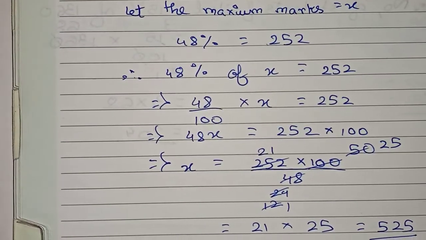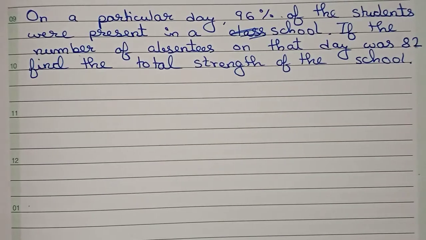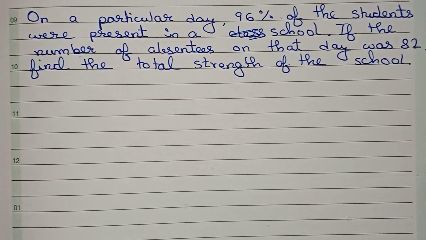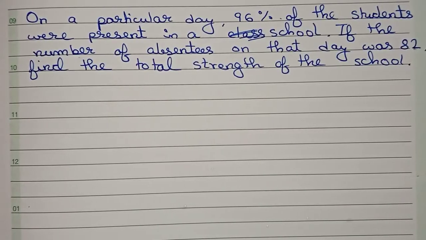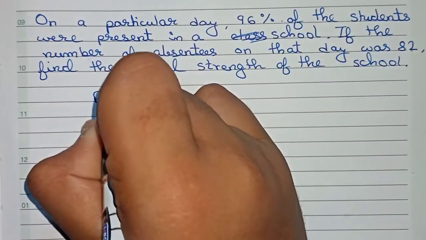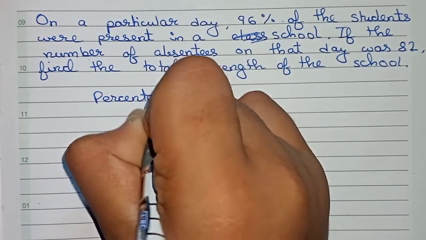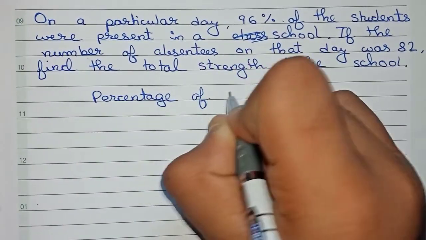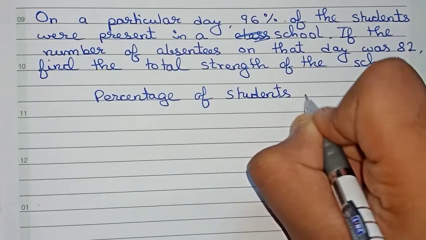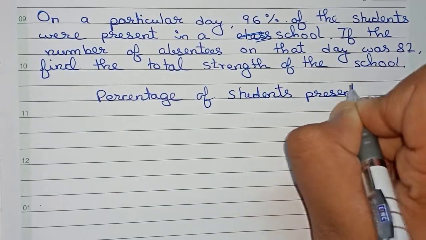Now let's move on to our next question. On a particular day 96% of the students were present in a school. If the number of absentees on that day was 82, find the total strength of the school. So this is the question and I solve this. First we write percentage of students present equals to, it is given 96%.